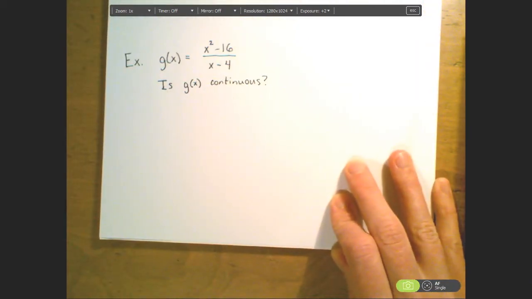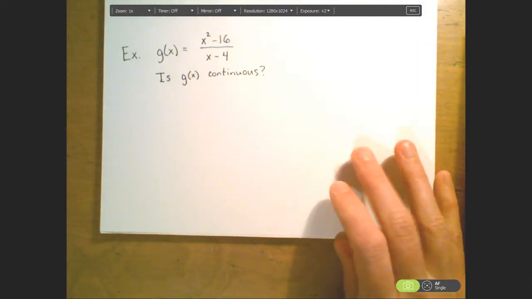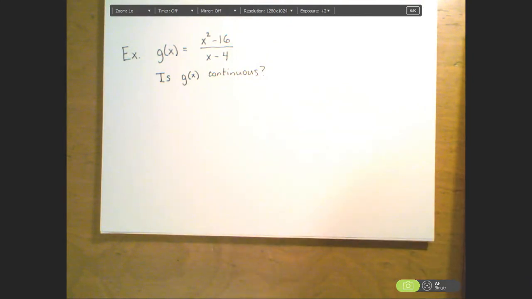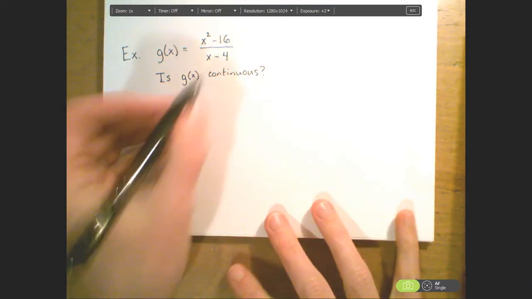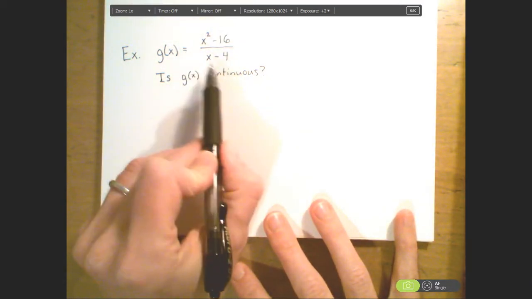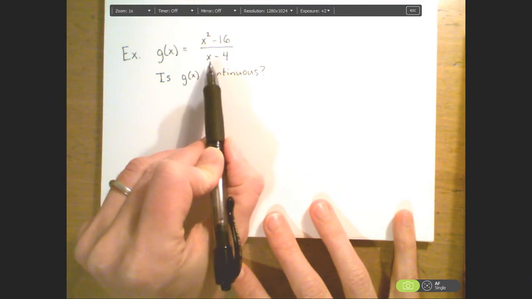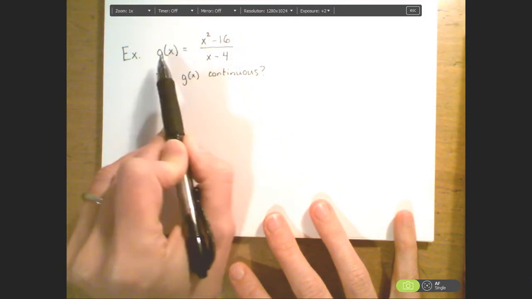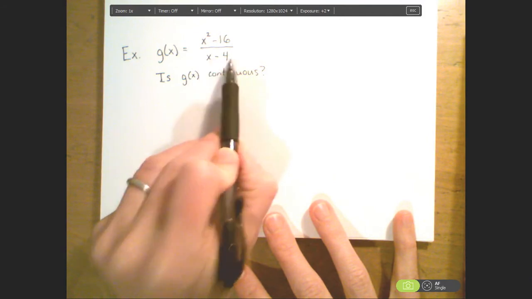For our next example, we're given the function g of x equals x squared minus 16 divided by x minus 4. And for this function, we want to know whether this function is continuous. And the only way that it wouldn't be continuous would be perhaps if it's undefined, and the domain of this is undefined if x is equal to 4.